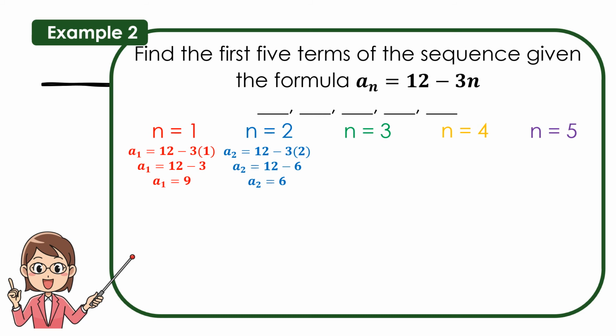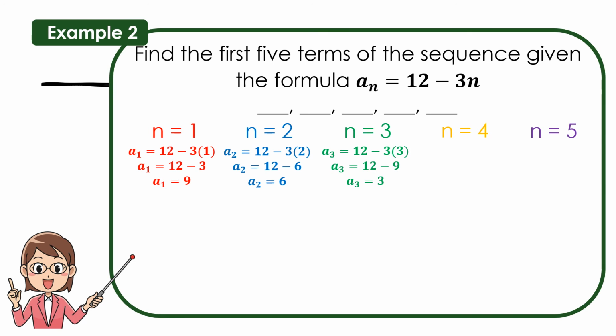Let us proceed with our third term, which is n is equal to 3. Substitute that one to our formula, which is a sub n is equal to 12 minus 3n gives us a sub 3 is equal to 12 minus 3 times 3. Simplifying our equation gives us 12 minus 9, and 12 minus 9 is equal to 3. Thus, we can say that our third term is 3.